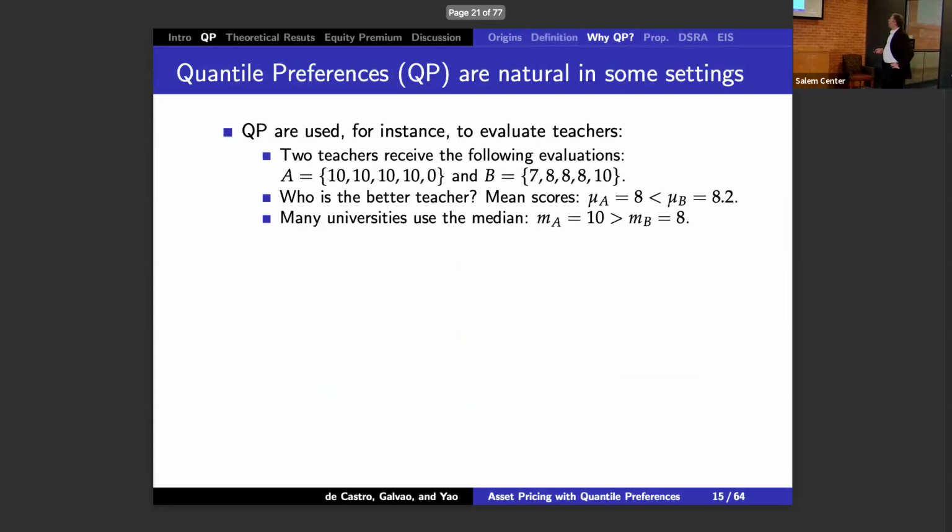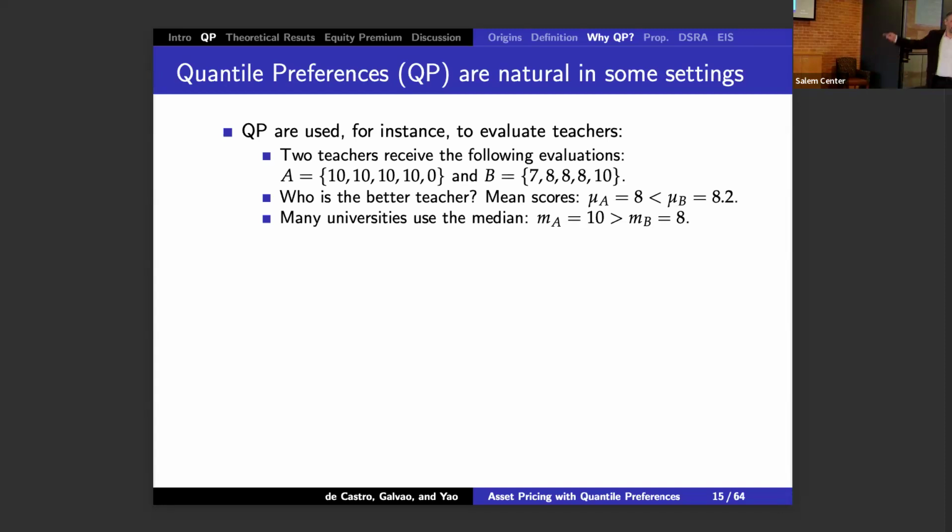Let me argue that this preference is not so crazy as it may seem. At least in my universe, we do this for evaluation of professors. I am evaluated this way. How? Think about these two professors here, A and B. I'm not going to tell you who I am. One gets 10, 10, 10, 10, and a 0. The other one gets 7, 8, 8, and a 10. You calculate the average. So think about what's the best professor here?